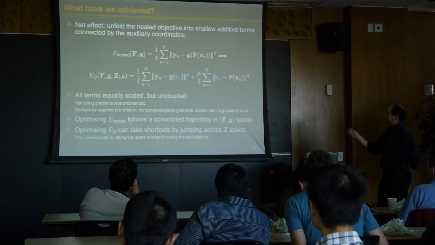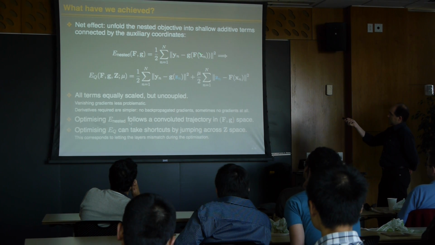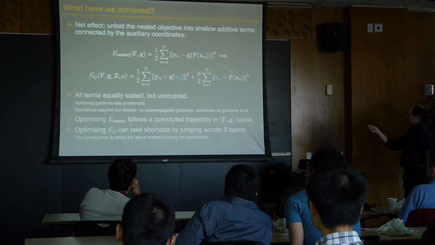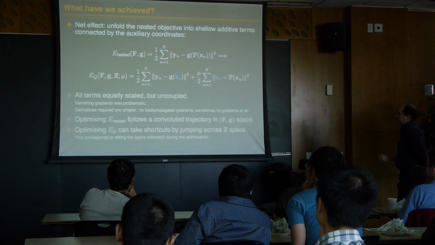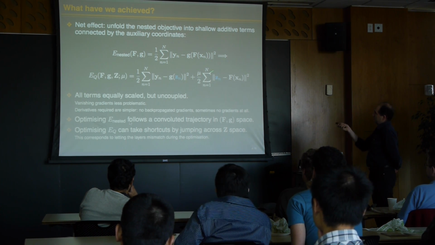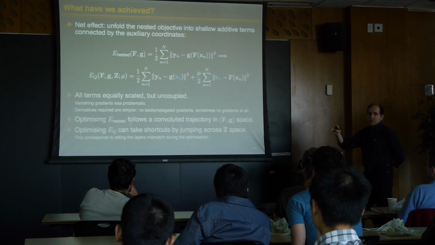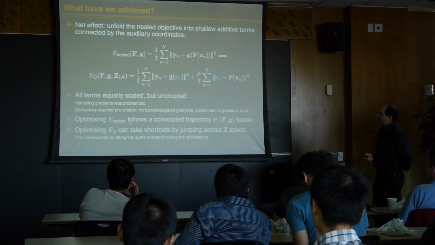So if you change a parameter in f here, the effect is smaller than if you change the same parameter here, because this automatically is going to change this term here. That's one thing that we gain. Another thing is that the two functions get uncoupled, and that's going to simplify the optimization later.